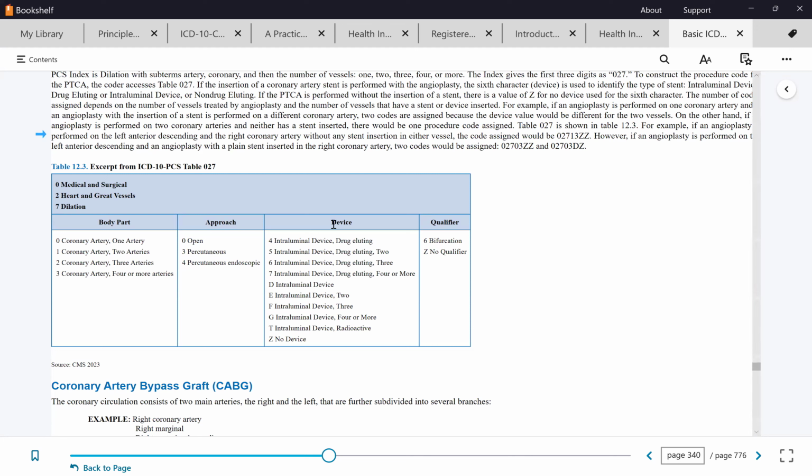With the device. It can be an intraluminal device, in other words, a stent that's drug-eluting. We can have 2 drug-eluting stents, 3, 4, or more. We can just have a stent that's not drug-eluting, and so on, as you can see here.